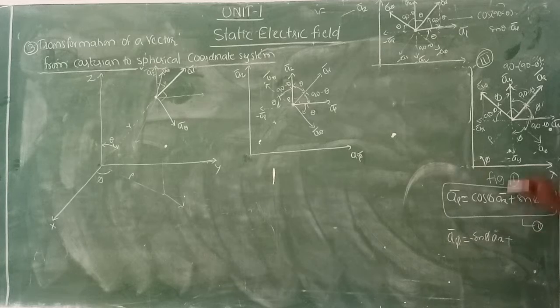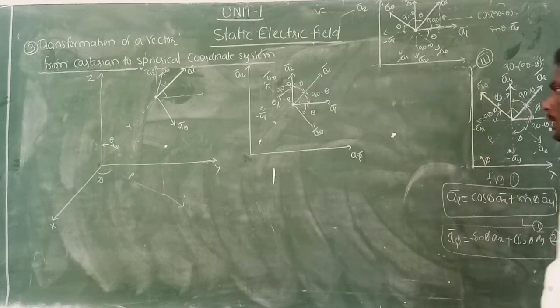Next, what is the component along ay bar? It is cos phi only. Cos phi ay bar, and consider it is equation number 2. Okay, equation number 2. Now come to here.